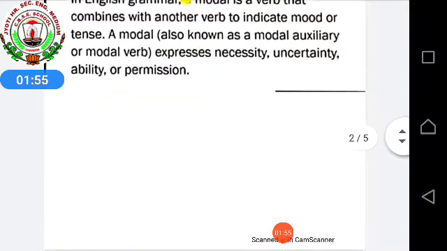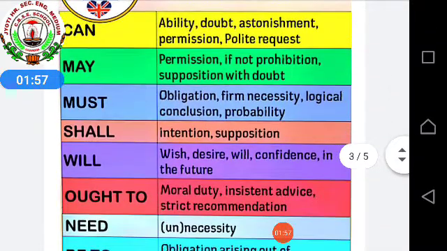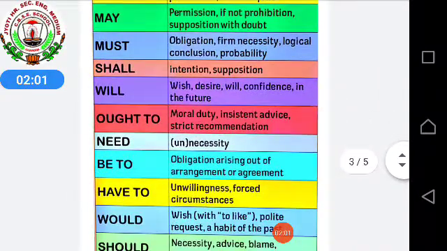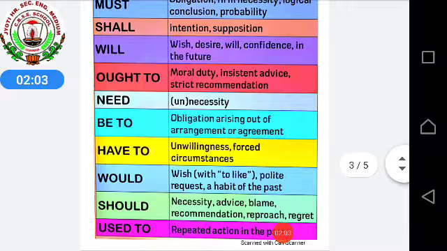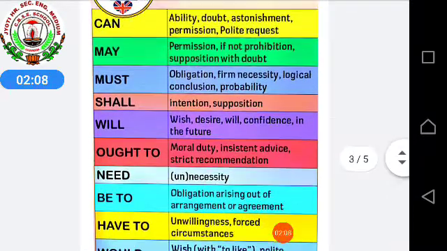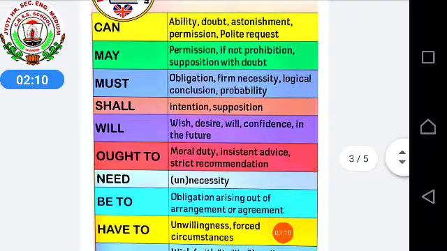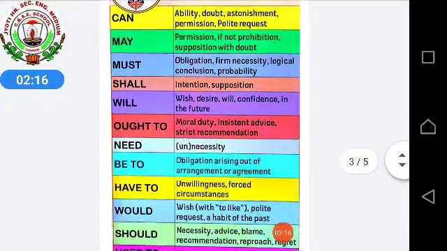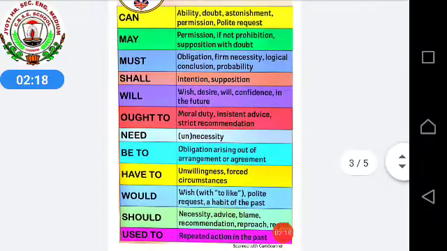Some of the examples of modals are can, may, must, shall, will, ought to, need, be to, have to, would, should, used to. All these are your modals, and where we are using them is given here, in front of each. In detail, we will be learning from the book also. It is given in your book also on page number 80.